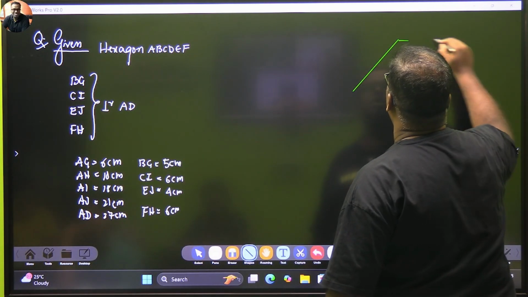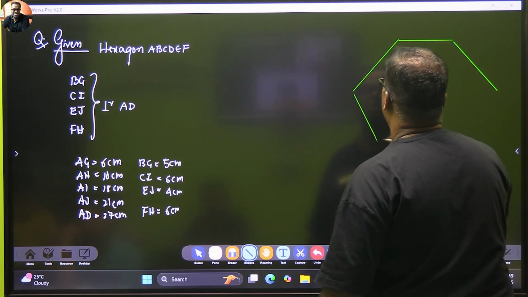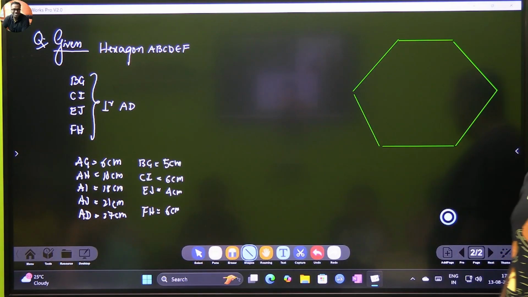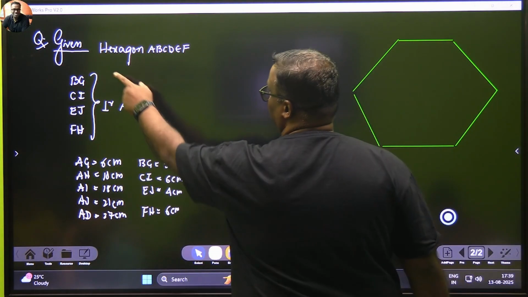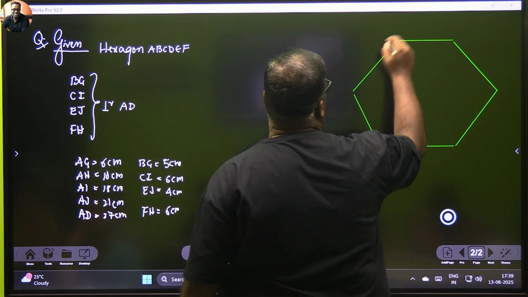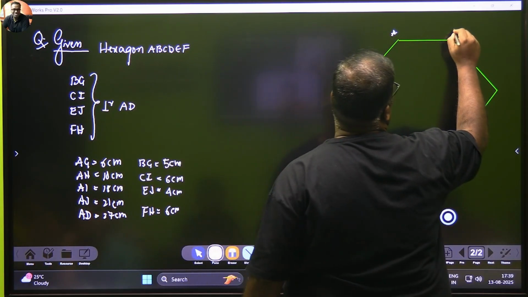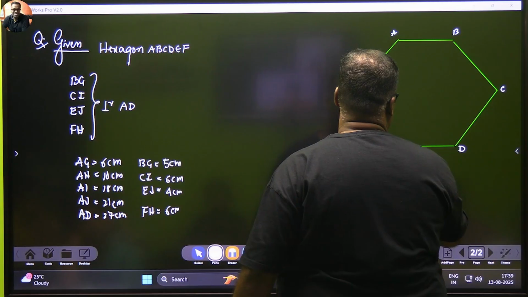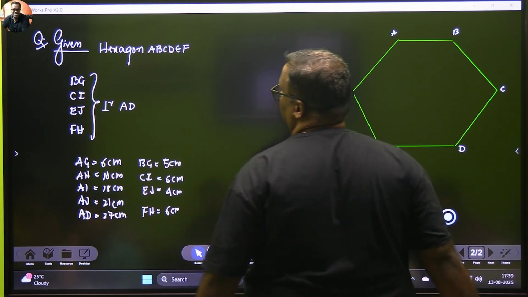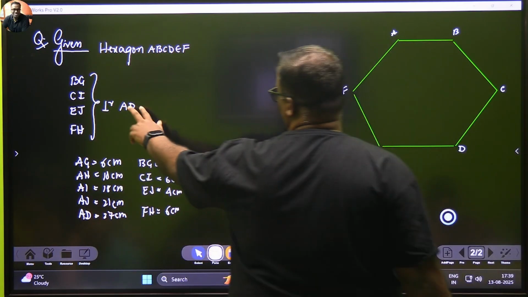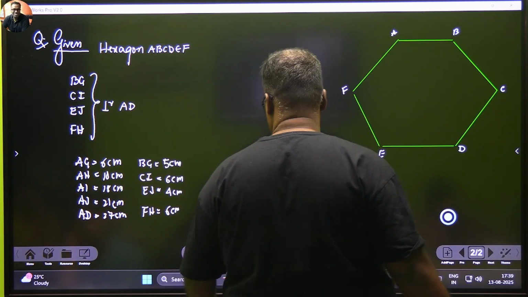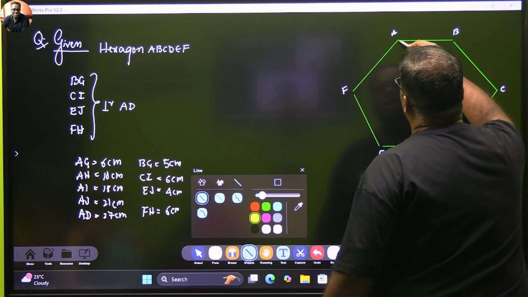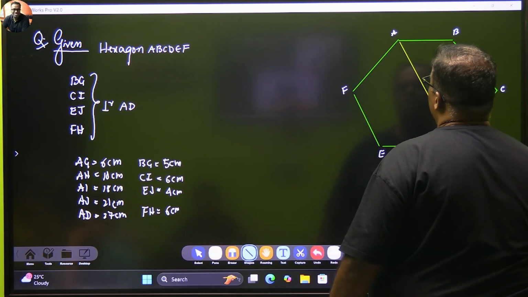So we'll just make an arbitrary hexagon. This is a hexagon. Agreed? Now let's name the hexagon the way it is given, A, B, C, D, E, F. So let's say this is A, this is B, this is C, this is D, this is E, and this is F. Right? Then there is a join at AD, so we will join AD. It is a diagonal, obviously. So I've joined it.